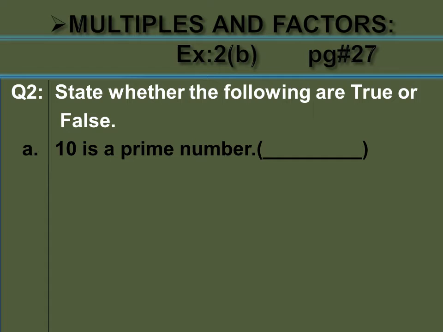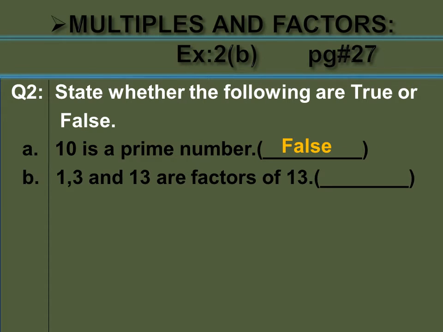10 is a prime number. For checking whether 10 is a prime number, first we will check the divisibility of this given number 10 starting from 2. When we apply the divisibility rule for 2, it is clear that 10 is completely divisible by 2. So 10 cannot be a prime number. That's why the statement is false. Now we will move to the next part.